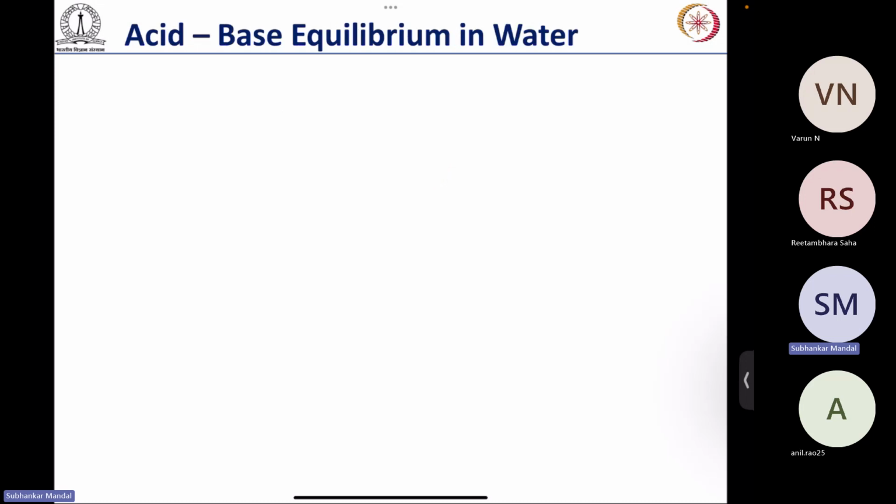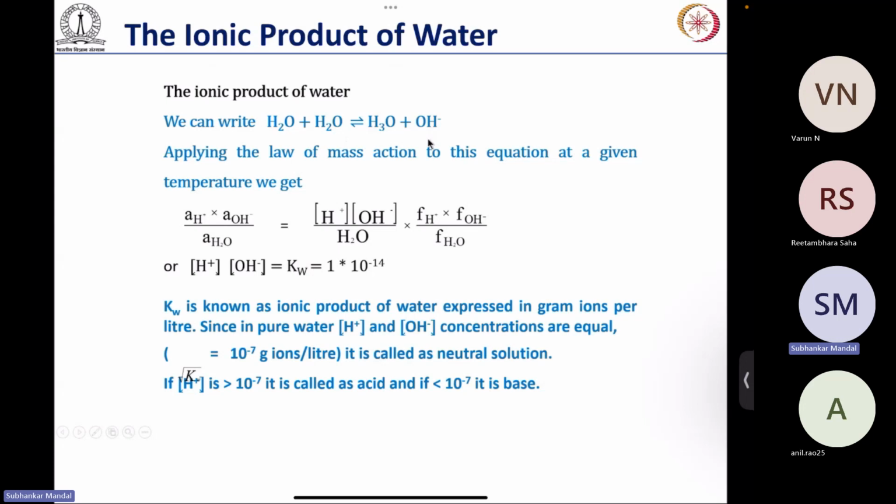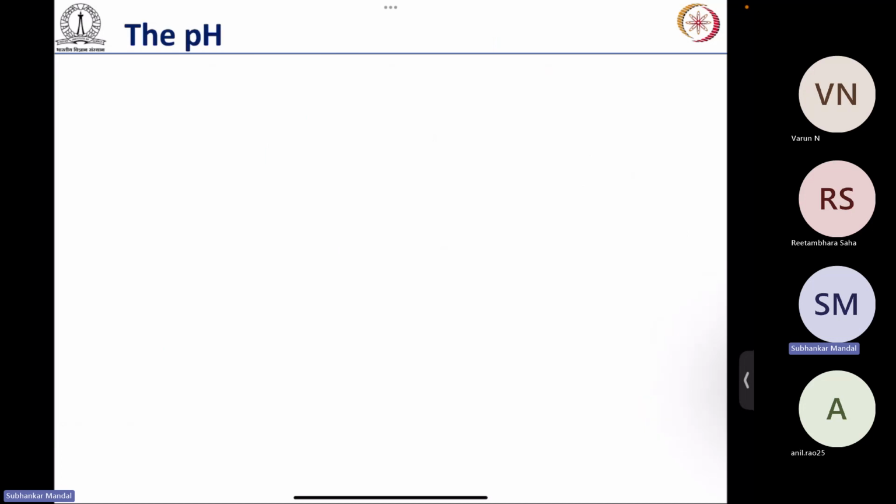And acid base equilibrium in water we have also discussed, and ionic product. So basically when water is there, that will dissociate to H plus and OH minus. So the ionic product Kw is the concentration of H plus times the concentration of OH minus. And it is usually 10 to the minus 14 in value. So that means the H plus concentration will be 10 to the minus 7. So these things we already discussed in the class. So pH basically represents the minus log of the H plus concentration.